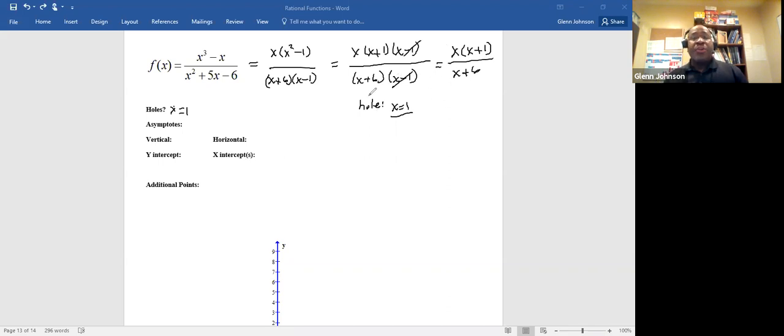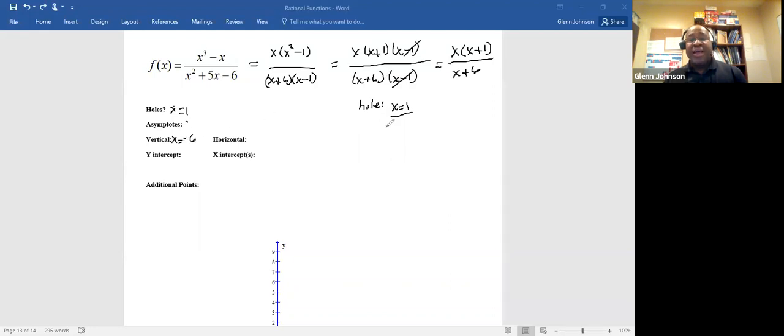So now we look at the asymptotes. We have a hole at x equals 1. The vertical asymptote will be when the denominator is equal to 0. So here we can see that we have a denominator of x plus 6. So when we set the denominator equal to 0, we'll have a vertical asymptote at x equals negative 6.